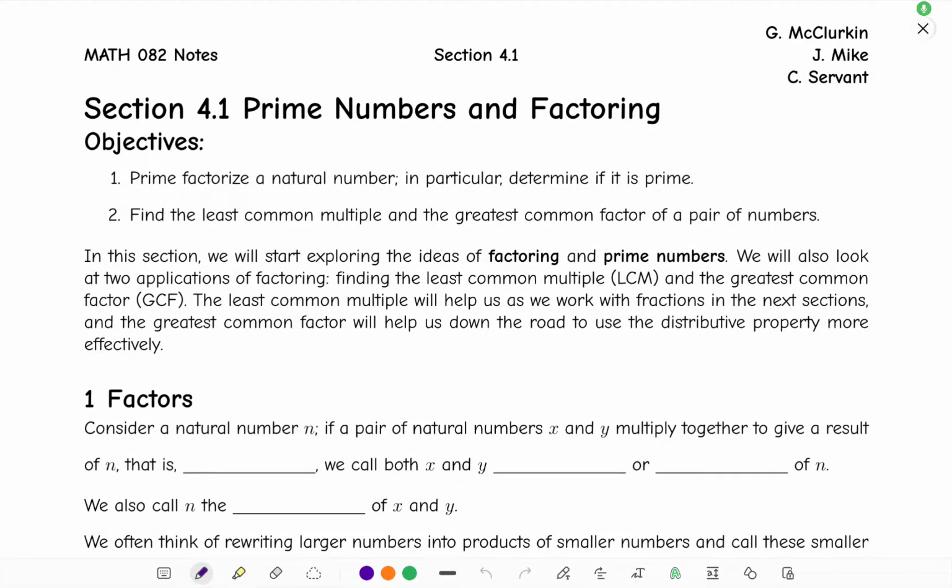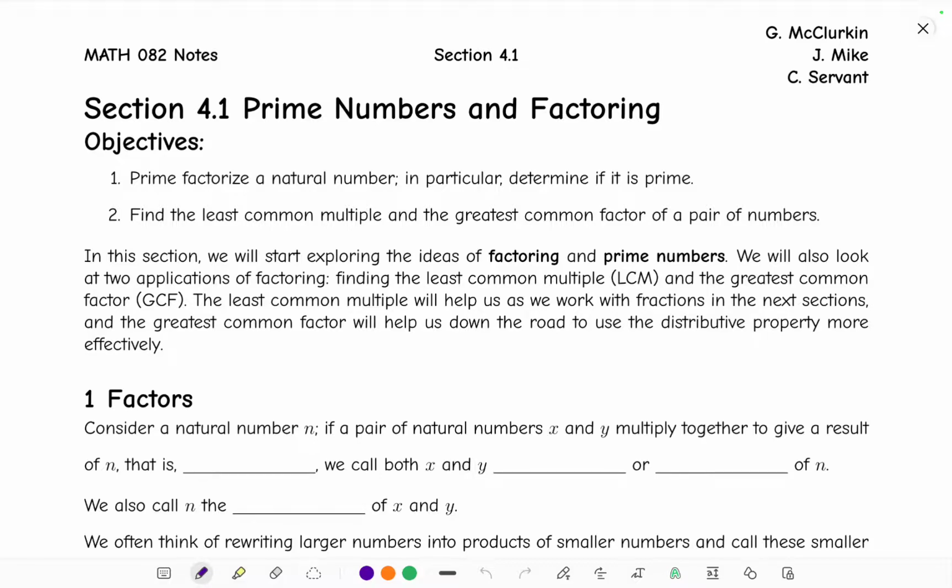Today we're going to do section 4.1, prime numbers and factoring. The objectives of this section are to prime factorize a natural number, in particular determine if it is prime, and find the least common multiple and the greatest common factor of a pair of numbers.